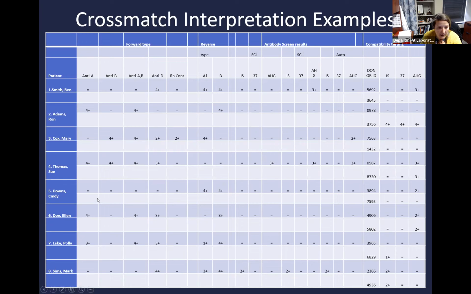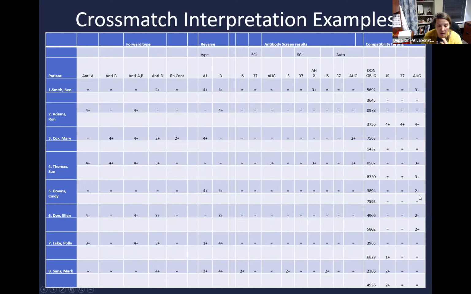All right, and then the next patient, O negative, negative screening cells, but then unit number 3894 pops up positive at the AHG phase of testing. This could be 2 reasons. One, could have a positive DAT in the donor, or number 2, your patient has an antibody to a private antigen that is not included on the screening cells, but this unit happens to be positive for, right?